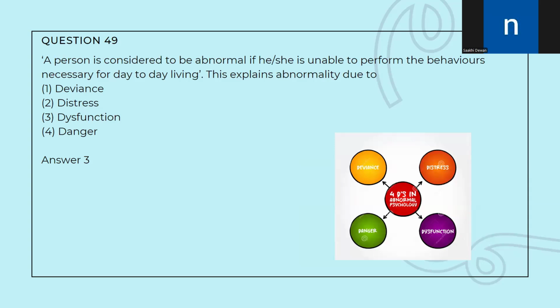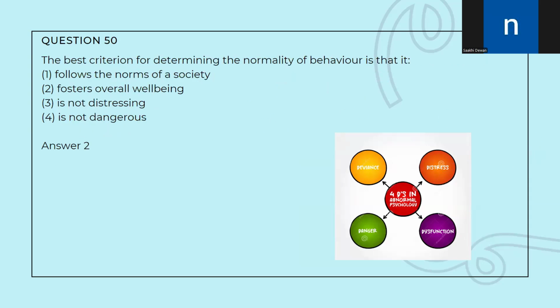Question number 49. A person is considered to be abnormal if he or she is unable to perform the behaviors necessary for day-to-day living. This explains abnormality due to, so the correct answer would be dysfunction. Why dysfunction? Because the statement says that the person is not able to carry out day-to-day living activities. So he or she is not able to function properly. Therefore, we refer to this aspect of abnormality as dysfunction. So the correct answer is option number three, dysfunction.